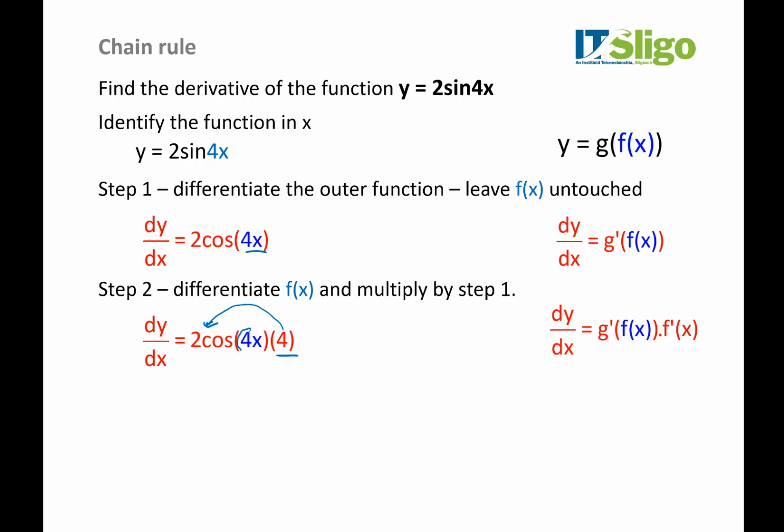This 4 here, guys, is sealed in by the cos. So you cannot mess around inside that cos bit. That's sacrosanct. The only way you can start to play with that 4x in blue, you have to get rid of the cos first, and it's a whole different process than what we're looking at the moment. So the 4 at the end just moves to the front, and we get 8 cos 4x.